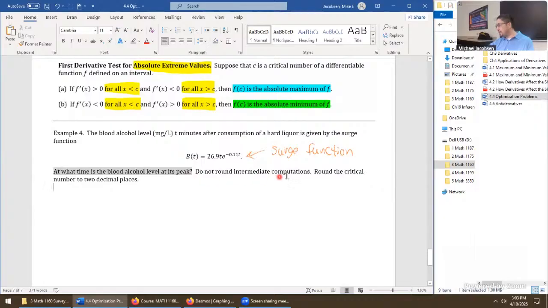We won't round any intermediate computations. This is important in WebAssign, especially since often they want exact answers. And even if they're asking you to round to 2 decimal places, we'd only want to round at the very end. Rounding in the middle could actually throw our answers off a lot, especially if there's an exponential function in the mix like this one.